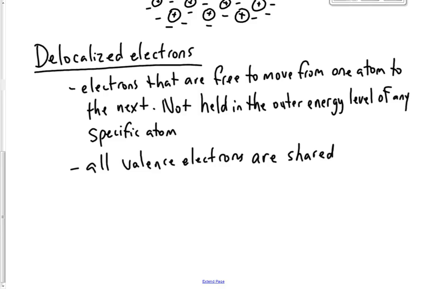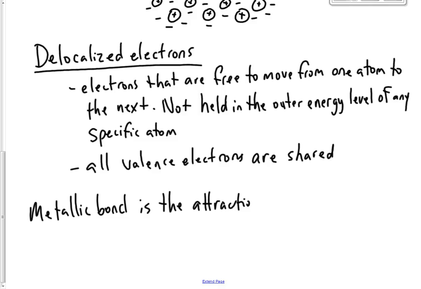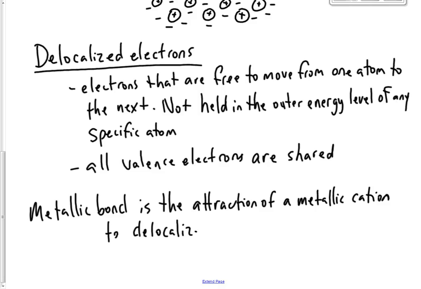Okay, so all valence electrons are shared. Just in general, a metallic bond is basically the attraction of a metallic cation to a delocalized electron. Okay, so those are what metallic bonds are.